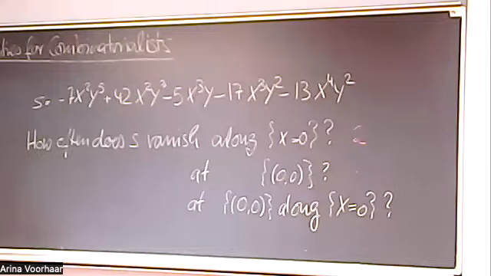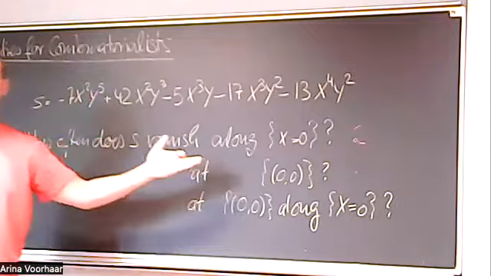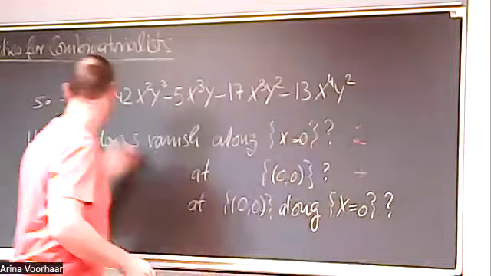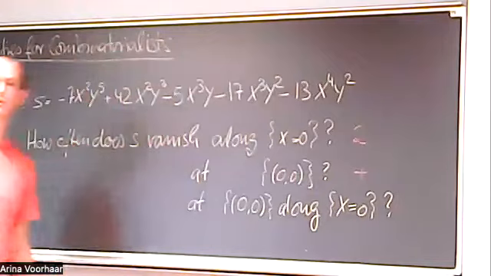How about vanishing at the origin? 4. Why 4? Because 4 is the lowest degree that you have, the x cubed y. The lowest degree, that's what I meant, of course. Yes, that's what you meant. This answer here is 4. The degrees are 7, 5, 4, 5, and 6. That's the lowest degree.